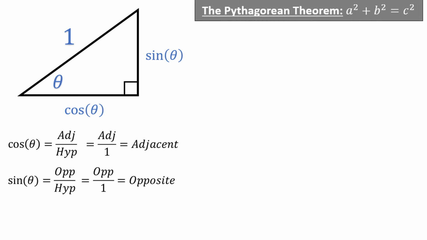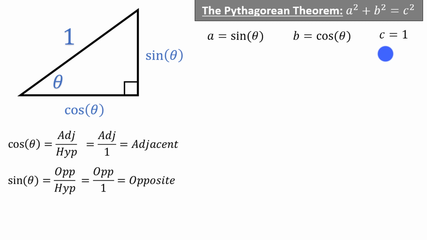Let's apply the Pythagorean theorem to this triangle. A and B in the Pythagorean theorem refer to the legs of the triangle, which will be cosine and sine. C represents the hypotenuse, which will be 1. So we have A equals sine of theta, B equals cosine of theta, and C equals 1.